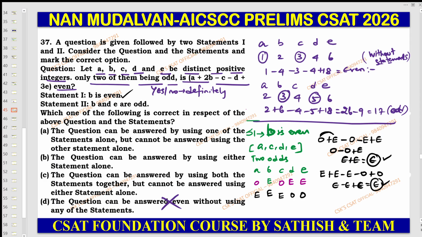Let's move on with statement number 2. So what would happen with statement number 2? Now listen. A, B, C, D, E. Alright. B and E are odd. Here you are fixing odd. B and E odd fixing. Two of them being odd. So this is surely going to be odd in all the cases. So here even.